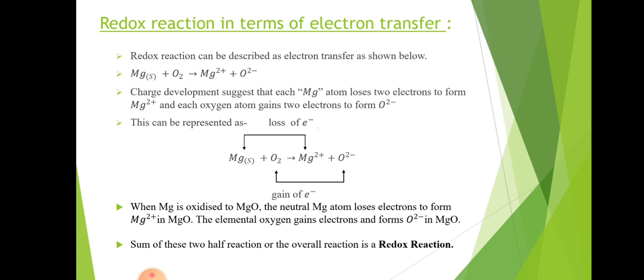It is clear that oxidation and reduction processes involve loss of electron from the substance and gain of electron by the substance respectively. Therefore, these reactions occur simultaneously. A redox reaction can be described as electron transfer as shown below.